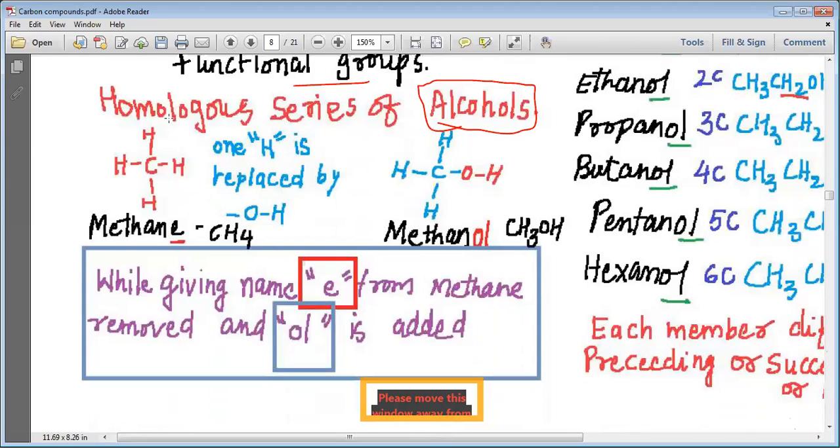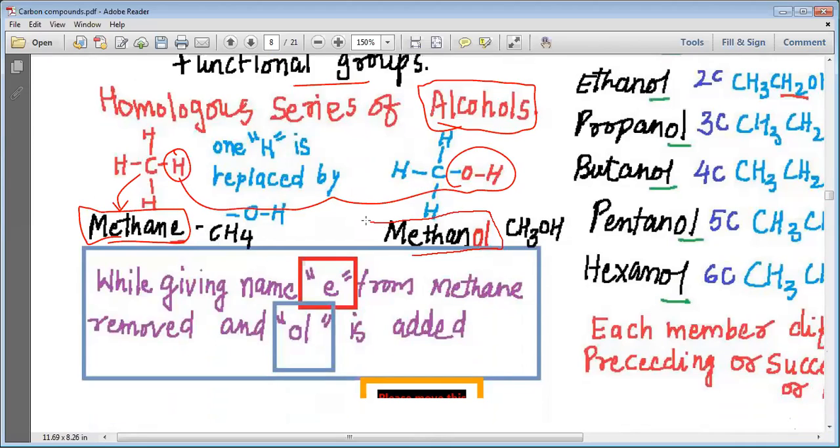Now, when we want to give names to the alcohols, my dear students, we give them names based on the alkanes present around them. So with a one carbon alkane, we call it methane, which is CH4. Now in methane, if one H is replaced by OH, my dear students, we get methanol. So here we have methanol as the first member of the alcohol functional group.